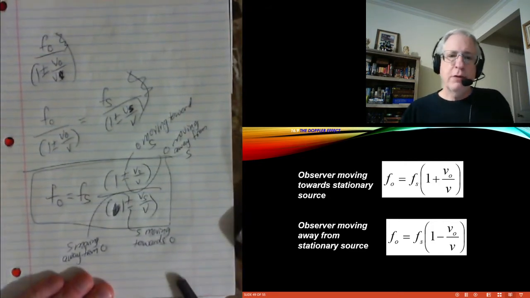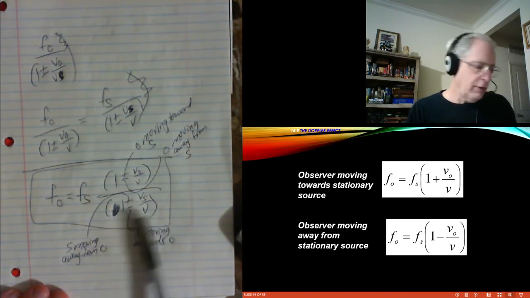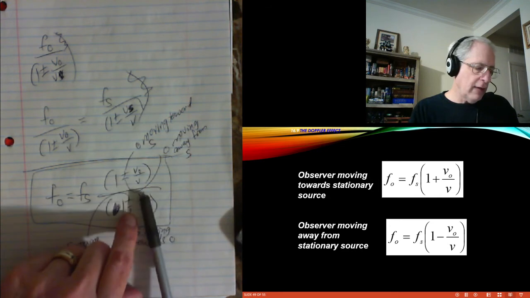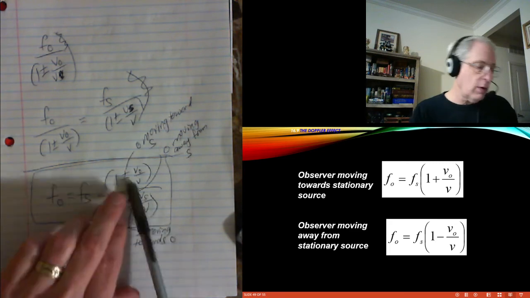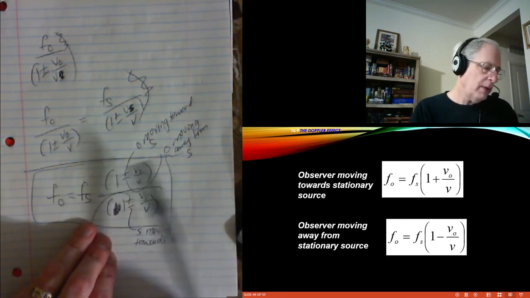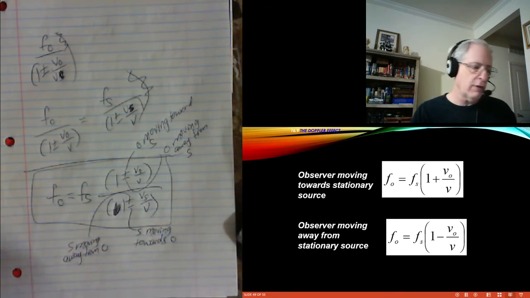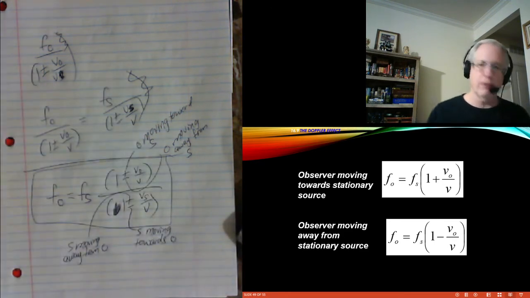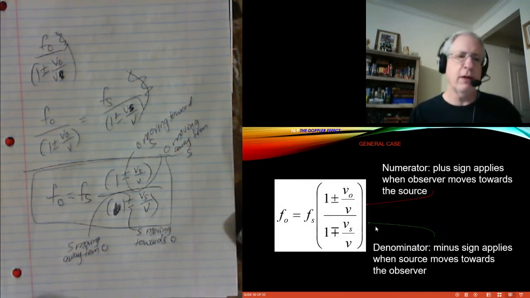Now, if both of you are moving, then you have to have both of these functions. If the source is moving towards you, then it would be 1 minus velocity of the source divided by velocity. And if you were simultaneously moving towards the source, then you would have 1 plus V naught over V. So it'd be 1 minus Vs over V here because the source is moving towards you, and 1 plus V naught over V here because you were moving towards the source. Both of them matter. So you end up with this equation right here as the general case.